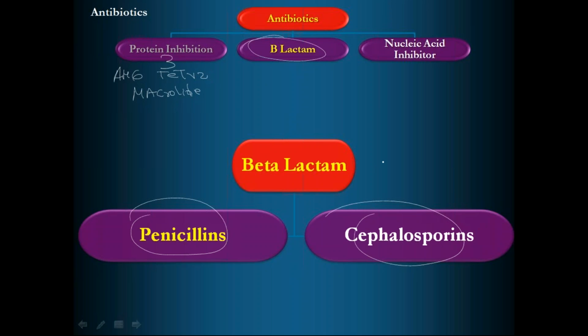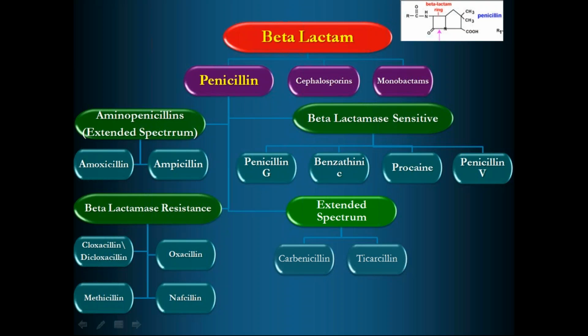Penicillins and cephalosporins. What these guys are going to have is this ring. Can you see this ring on the top? This beta-lactam ring is going to be in the penicillins and in the cephalosporins. Monobactam, we are not going to see this time. What they are going to do is drill the wall of the bacteria. So that is the tool. So we have penicillin, and for this we have three groups of penicillin. Number one, we have the beta-lactamase sensitive. We have the extended spectrum, okay?